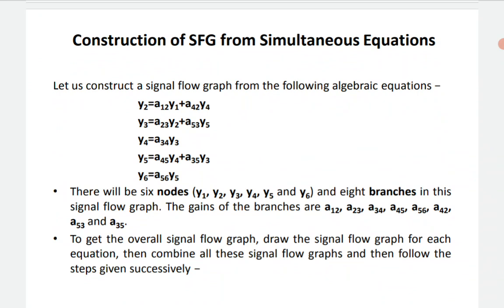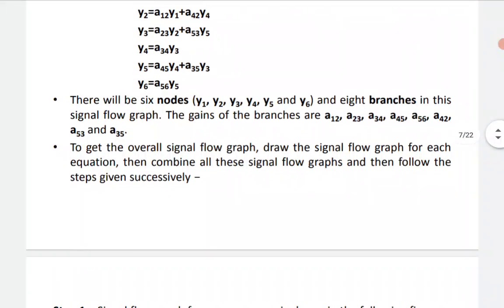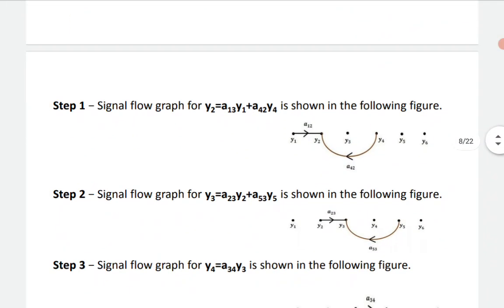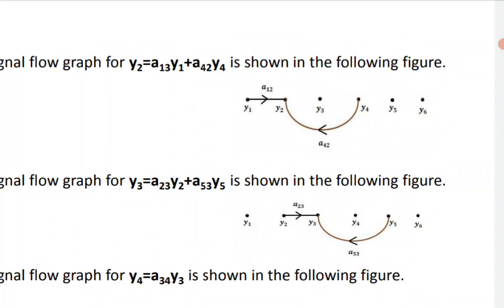Now our first job is to construct the individual SFG based on each individual equation, and after obtaining all those, we will combine them to generate a compact SFG. So when I am focusing on y2 is equal to a12 y1 plus a42 y4, I will take 3 nodes at a time. Here I will insert that thing. y2 is equal to a13 y1, sorry, this should be a12. So this is again a misprinting mistake. So it will be y2 is equal to a12 y1 plus a42 y4, because it is coming as the reverse path from y4.